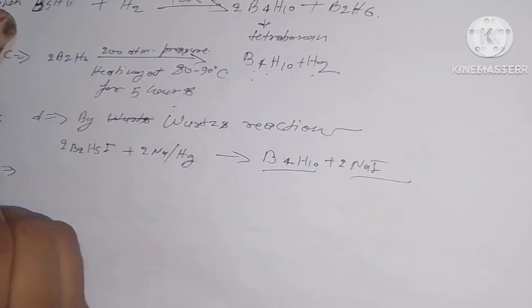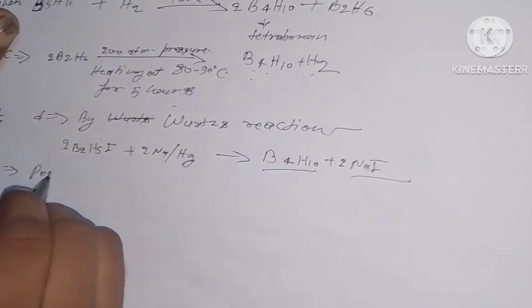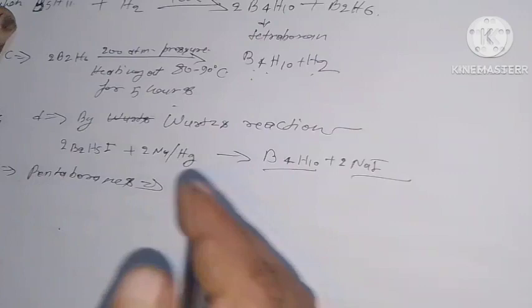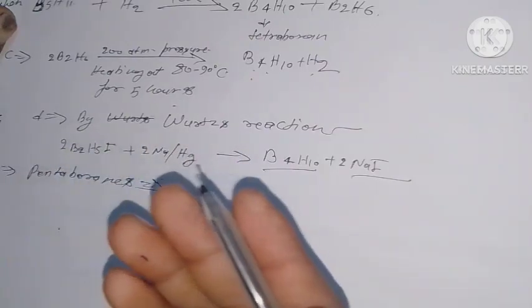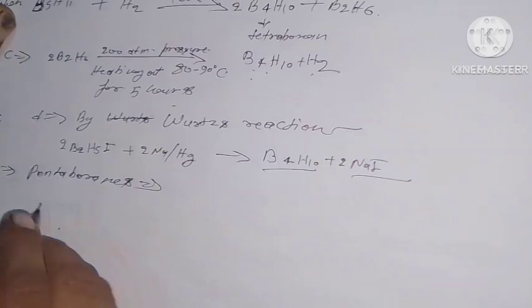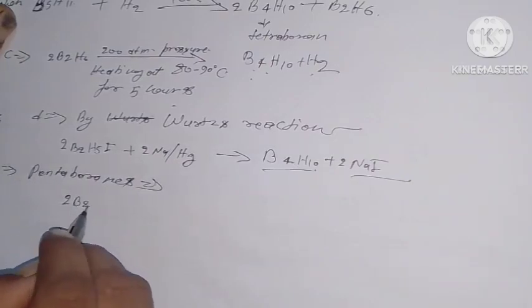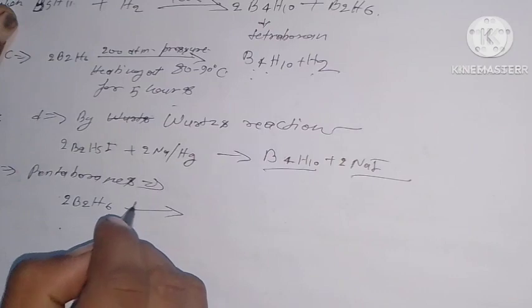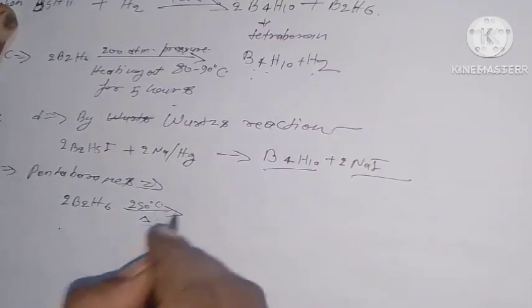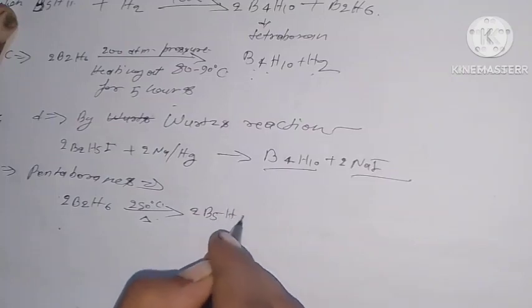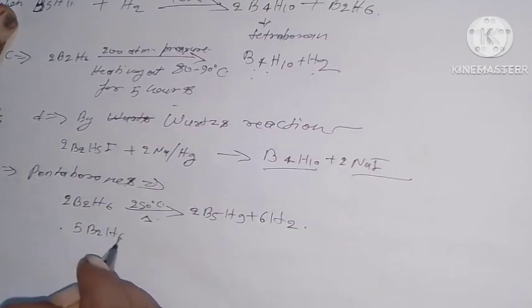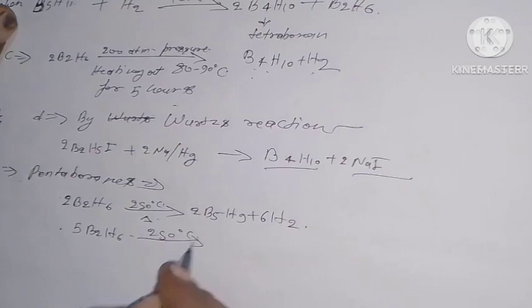Second point, pentaboranes. Okay. When diborane is thermally decomposed at 250 degrees Celsius, then pentaborane 9 is obtained. When diborane B2H6 is thermally decomposed at 250 degrees Celsius, then that makes 2B5H9 plus 6H2, and 5B2H6 at 250 degrees Celsius and 120 mm pressure.